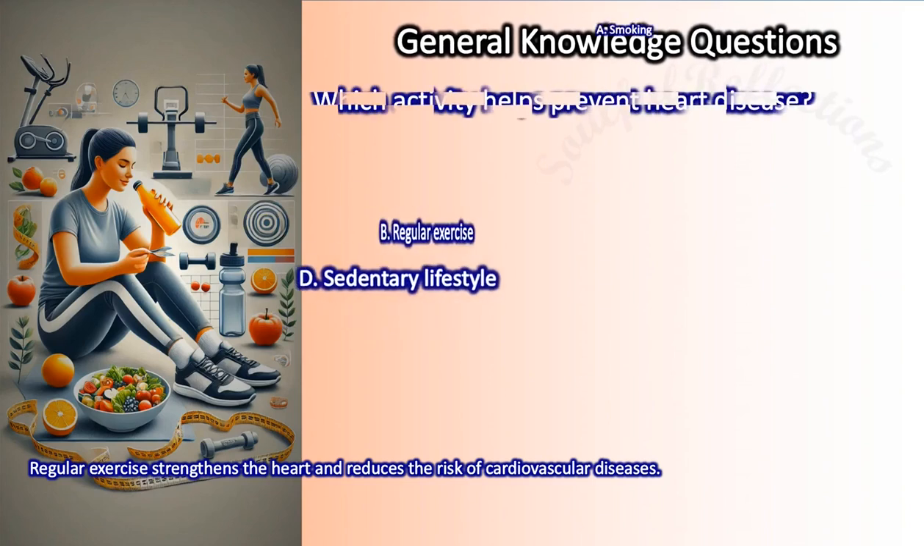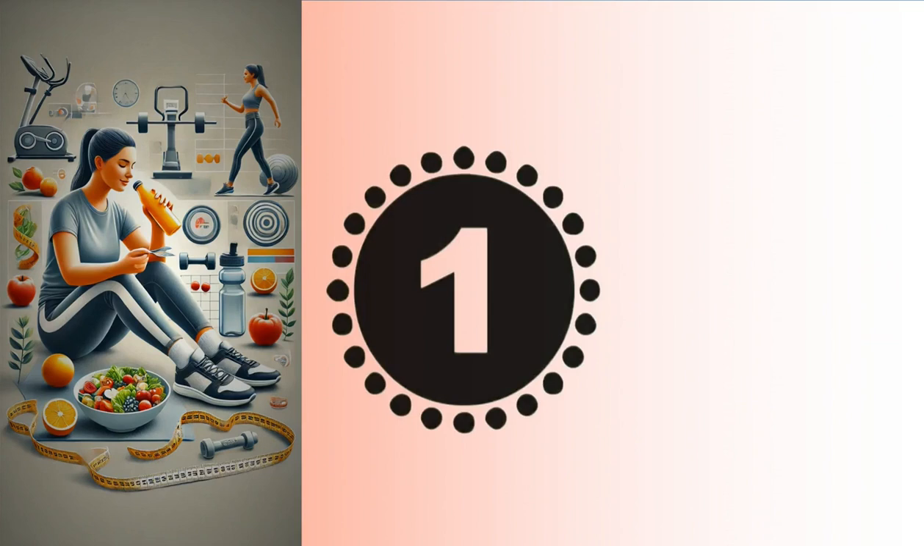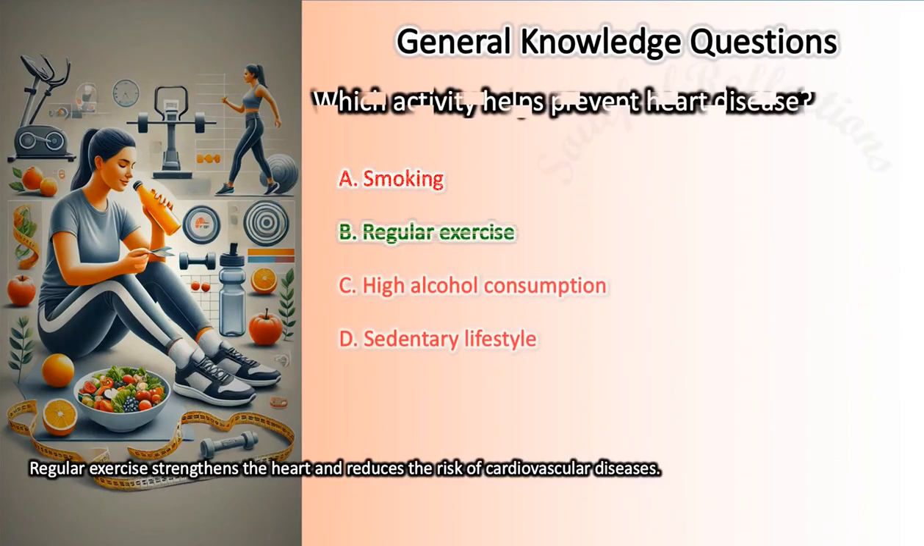Which activity helps prevent heart disease? Option 1, smoking. Option 2, regular exercise. Option 3, high alcohol consumption. Option 4, sedentary lifestyle. The answer is, option 2, regular exercise.